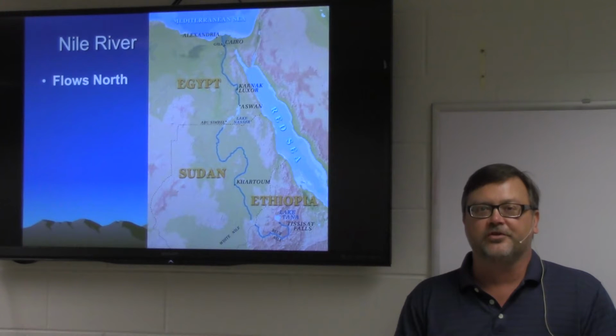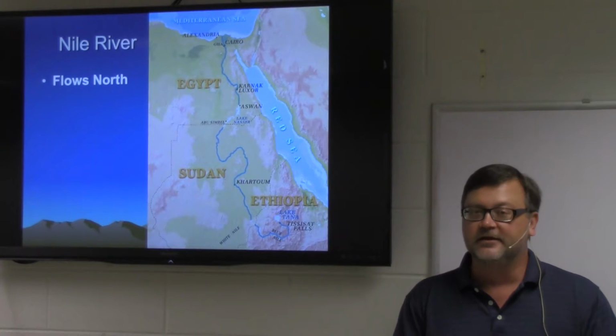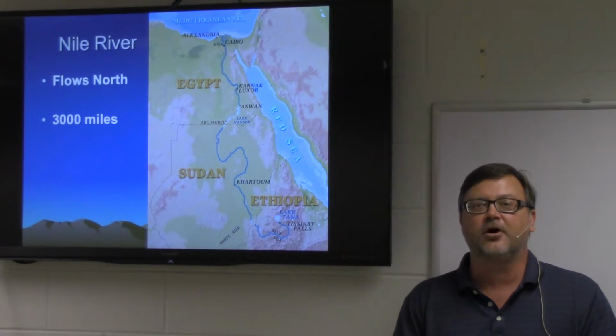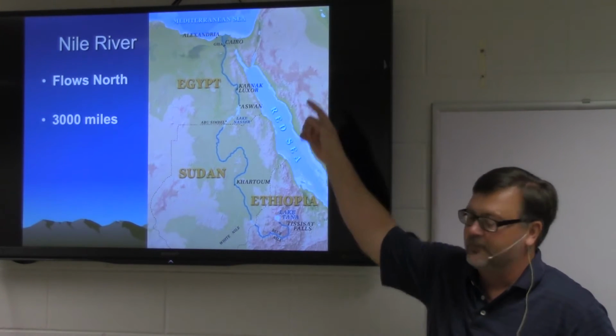It flows north. It's a strange river. Not a whole lot of rivers in the world flow north, especially this long, 3,000 miles from the deepest heart of Africa, 3,000 miles to the north before it dumps out into the Mediterranean Sea up there.